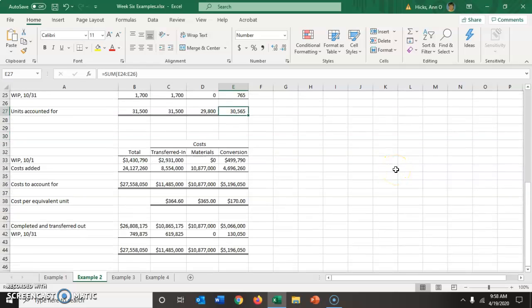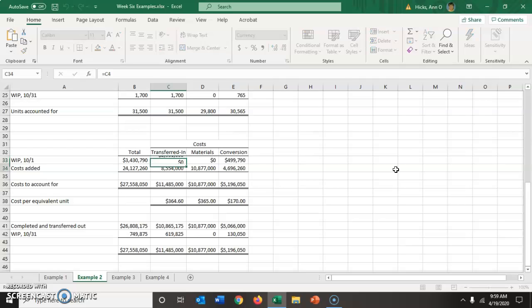Then we're just going to go through the same process we did in the previous example. Again, the only difference is we now have a third type of cost. So we will take the costs from the data that were provided, and we have 2,931,000 and transferred in, 8,554,000 added for a grand total of 11,485,000. There were no material costs related to beginning WIP. We added 10,877,000 for a total of 10,877,000.